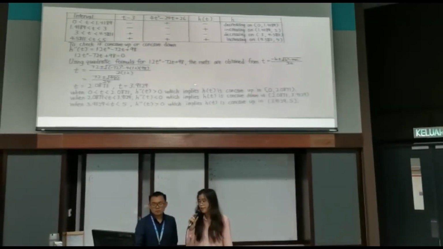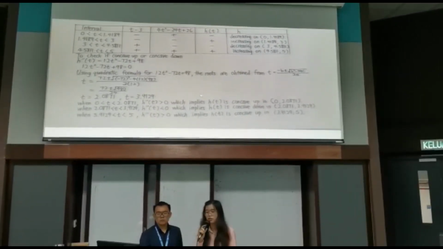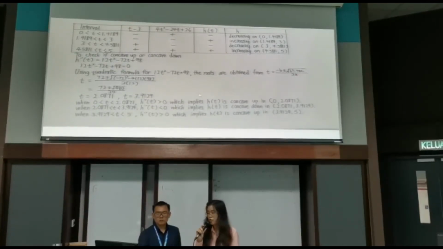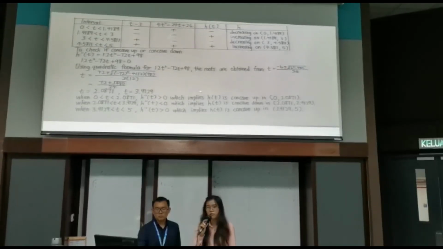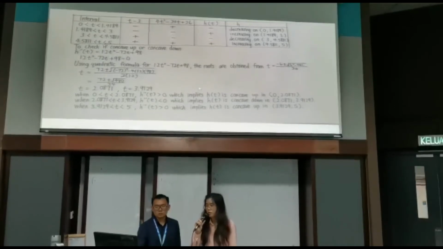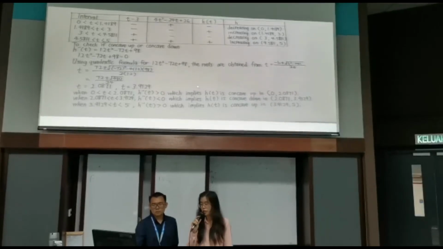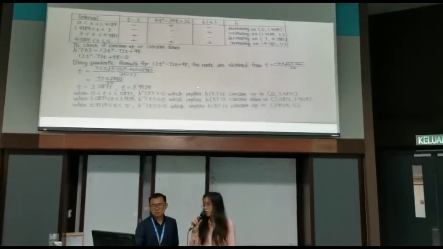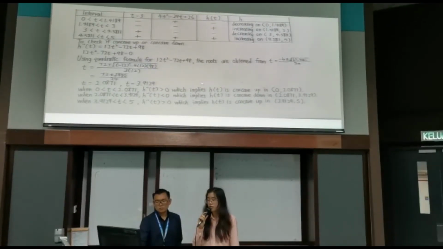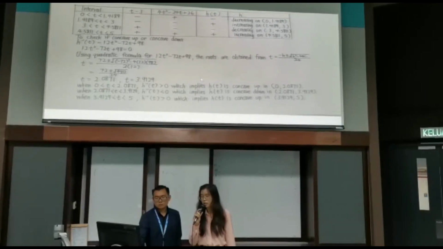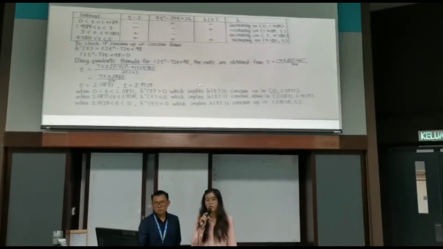Next, we are going to check if the graph is concave up or concave down by taking the second order derivative. That is 12t squared minus 72t plus 98, and we set the second order derivative equal to 0. By using the quadratic formula for 12t squared minus 72t plus 98, the roots are obtained from t equals minus b plus or minus the square root of b squared minus 4ac, divided by 2a. And we get t equals 2.0871 and t equals 3.9129.